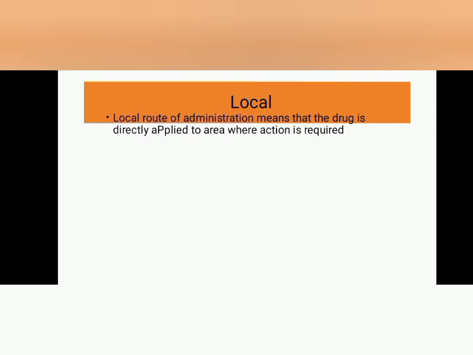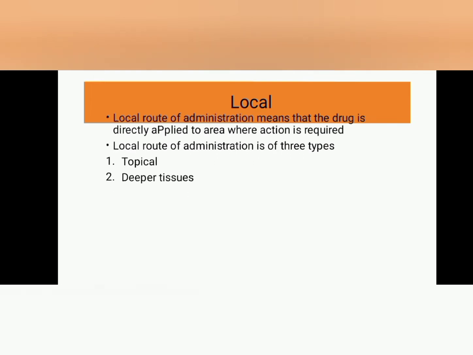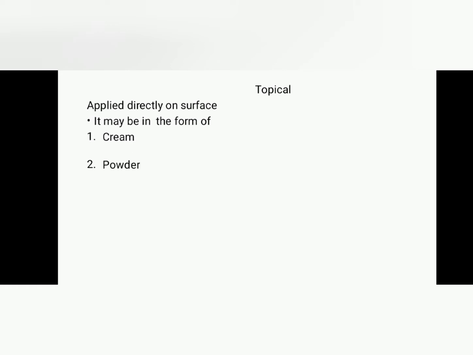Local route of drug administration. Local route of administration means that the drug is directly applied to the area where action is required. It is of three types: topical, deeper tissues, arterial supply. Topical route of drug administration. It is directly applied on the surface. It may be in the form of cream, powder, ointment, lotion, drops, etc.